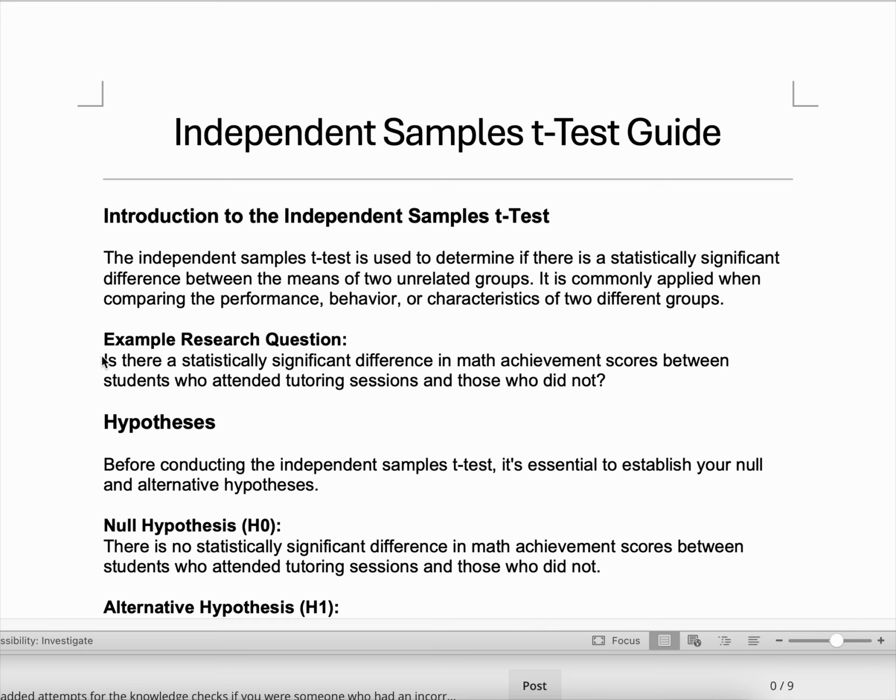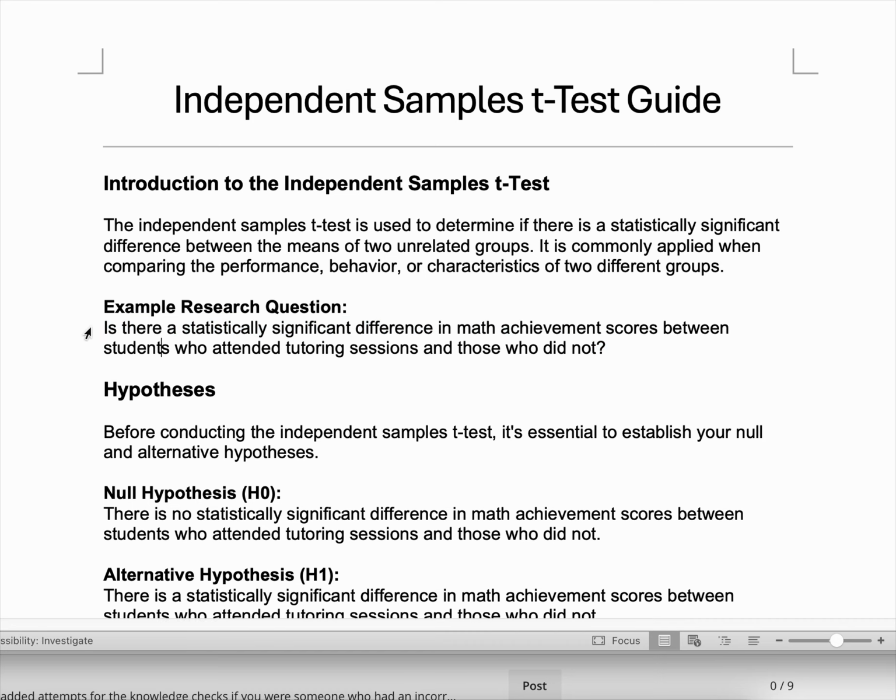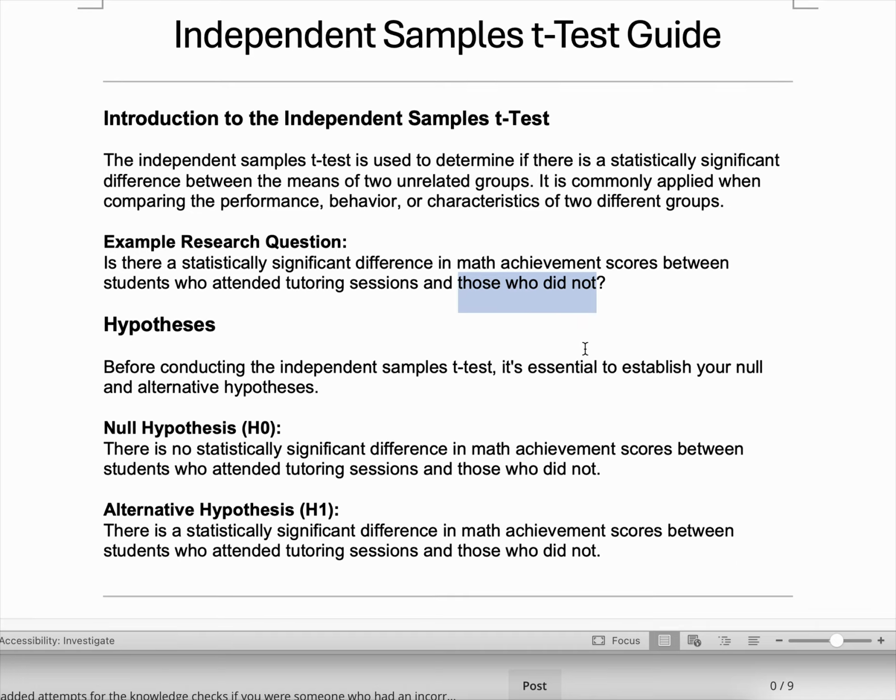An example research question is: is there a statistically significant difference in math achievement scores between students who attended tutoring sessions and those who did not? So there's my 2 groups. I have students who attended the tutoring session, and then I had students who did not. So that's 2 specific groups.